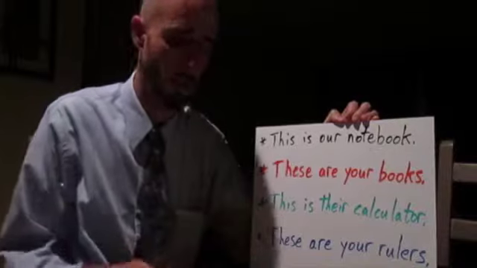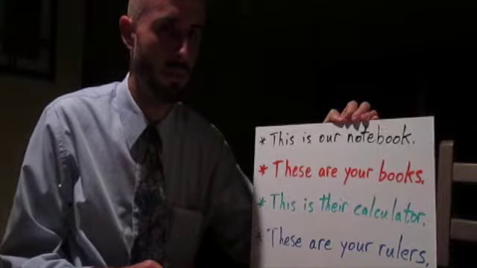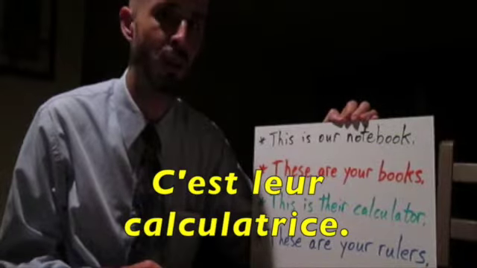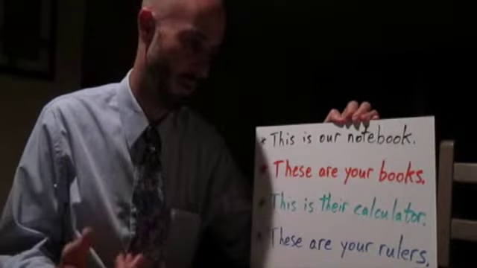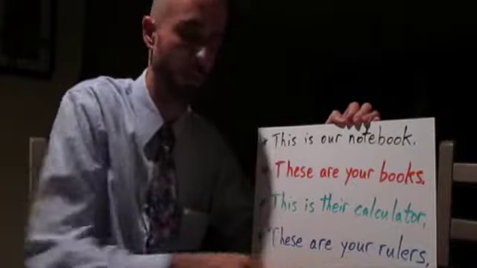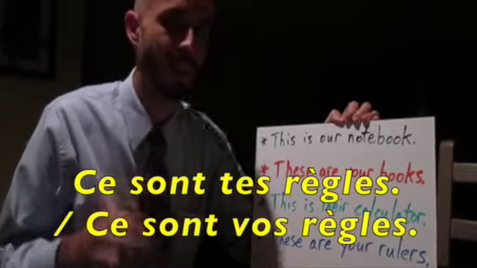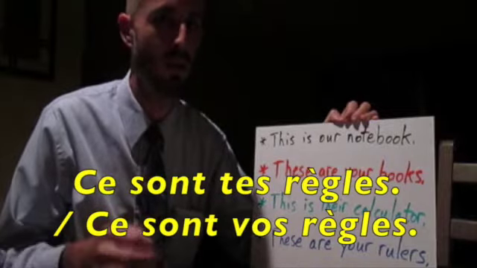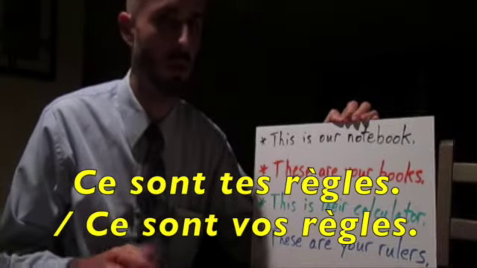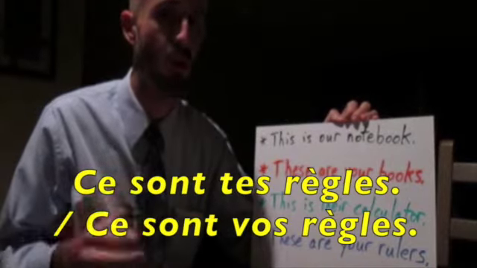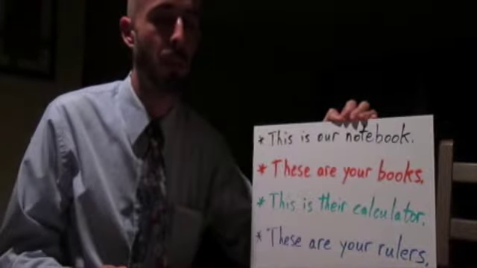This is their calculator. C'est leur calculatrice. And finally, these are your rulers. Again, two possible answers. Ce sont tes règles. Or, ce sont vos règles.